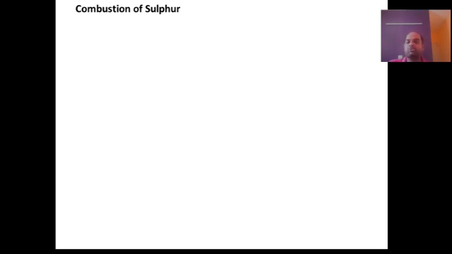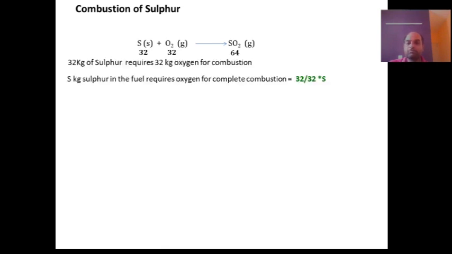Okay, now let's look at combustion of sulfur. This is more straightforward. 32 grams of sulfur requires 32 grams of oxygen. Very simple, straightforward relationships, a linear relationship. Okay, so what happens is, if you have 1 kilogram of sulfur, 1 kilogram of oxygen is required.